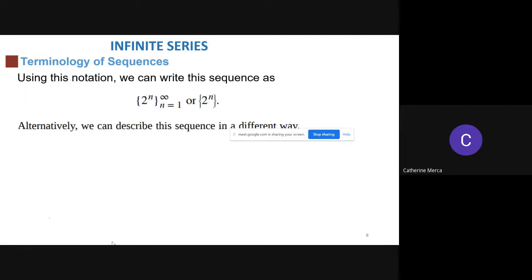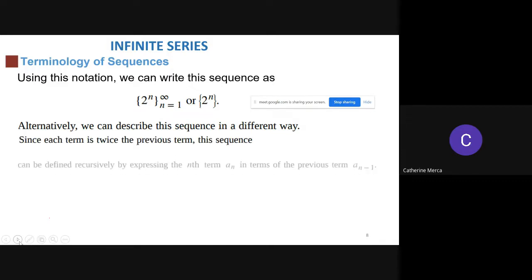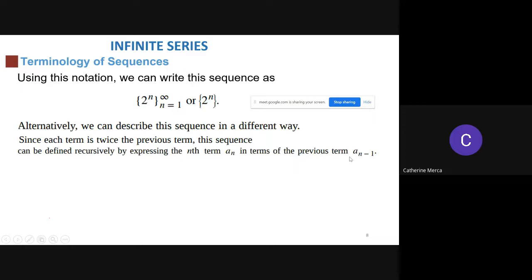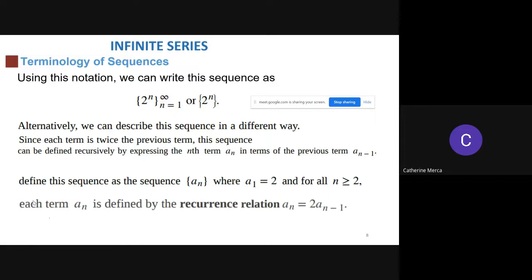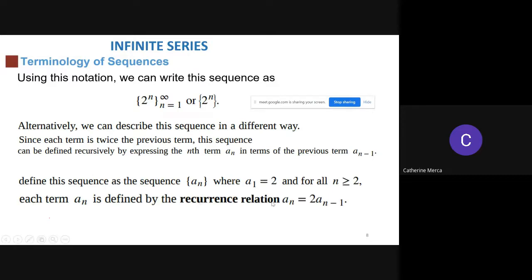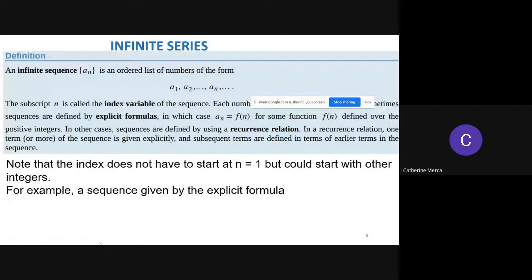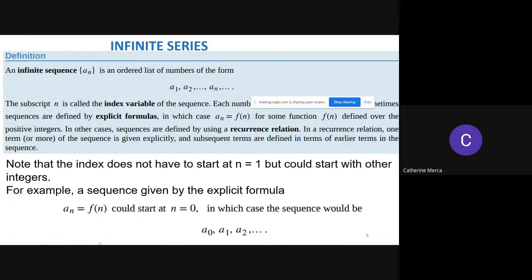We also learned about a different way of describing the sequence, which is your recursive formula. You can make use of your recursive formula, making use of the previous term a sub n minus 1. So you can rewrite your recurrence relation a sub n to be equal to twice of a sub n minus 1. This is what we had learned yesterday. So mabilisan na lang, no? Parang review lang.